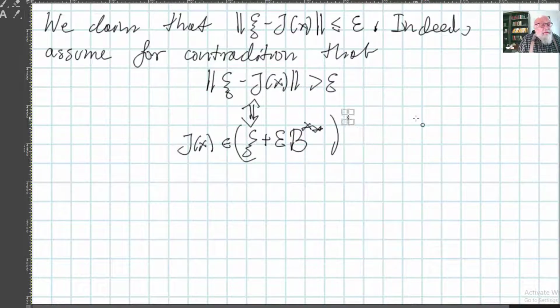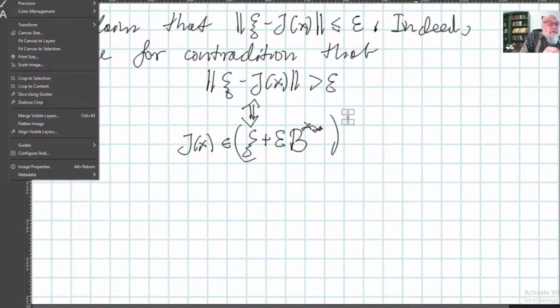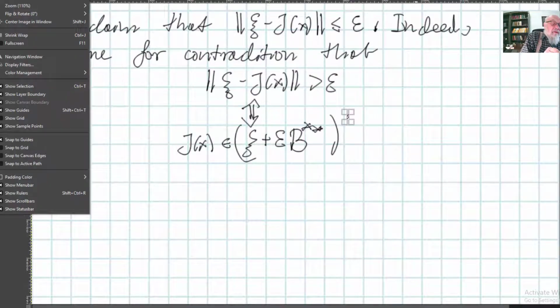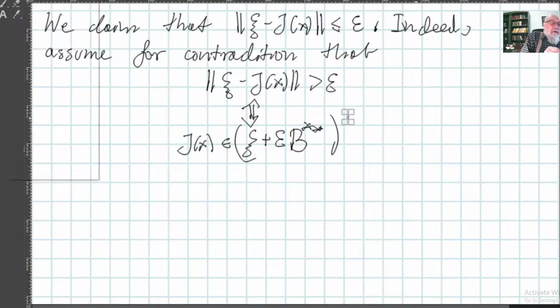One second. Sorry. Something is working correctly. Select, and then we have here C, and then what does it mean?